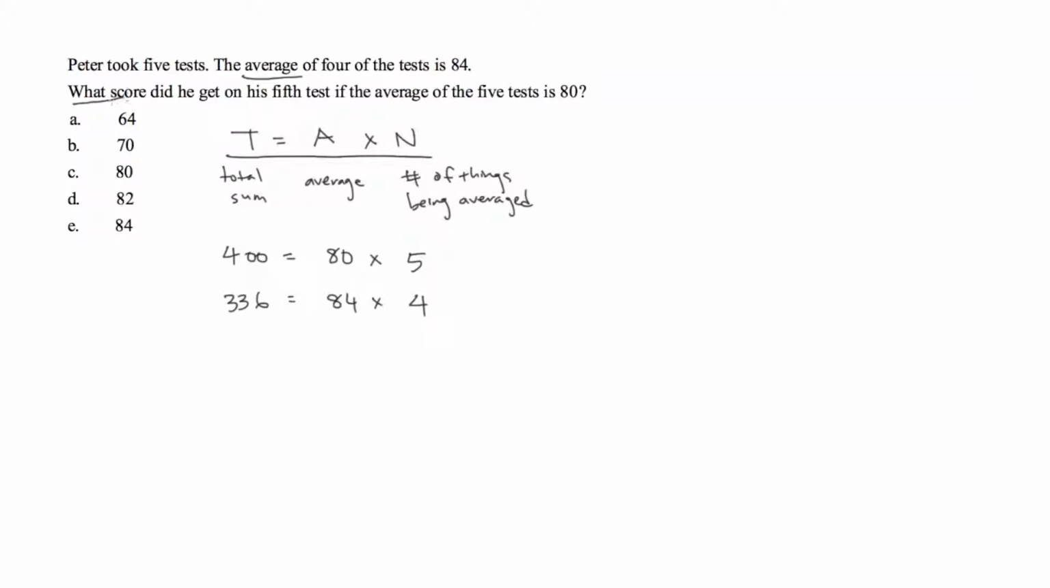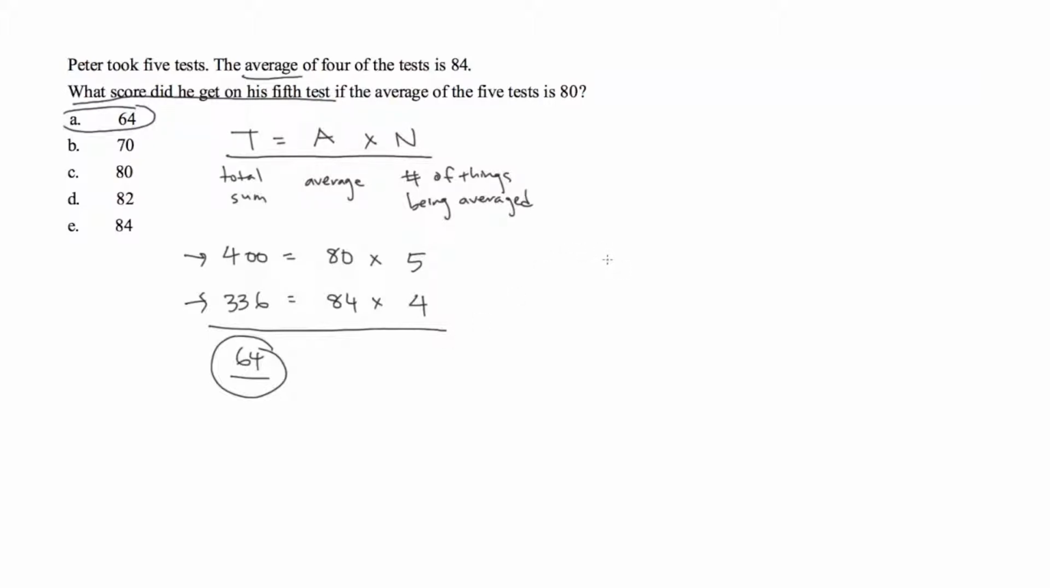So the question is asking, what score did he get on his 5th test? So here, 400 is the total number of points he got over all 5 exams. Here, 336 is the total number of points he got over the first 4 exams. So if we were to subtract these two numbers, which would be 64, 64 would be the total number of points he got on the last exam. So 64 would be our answer.